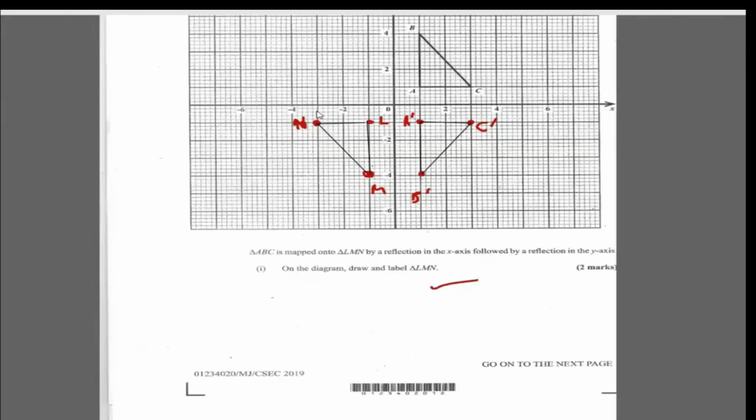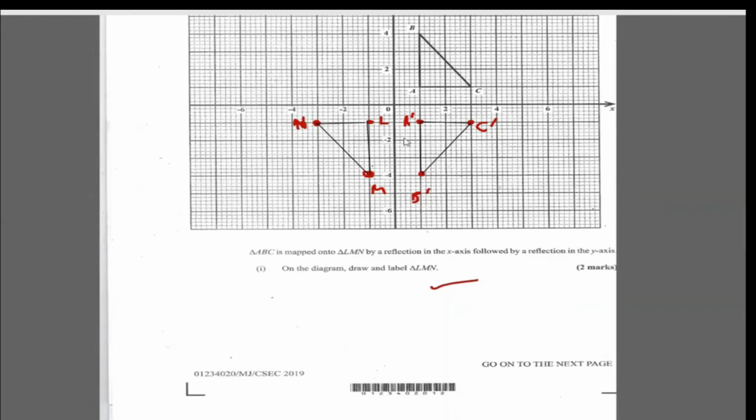Now it says describe fully the single transformation that maps triangle ABC onto LMN. Now the single transformation, 90 degrees, well, we reflected it through the X first, then reflected it through the Y. So we want to find out what's that single transformation where we put those two together.